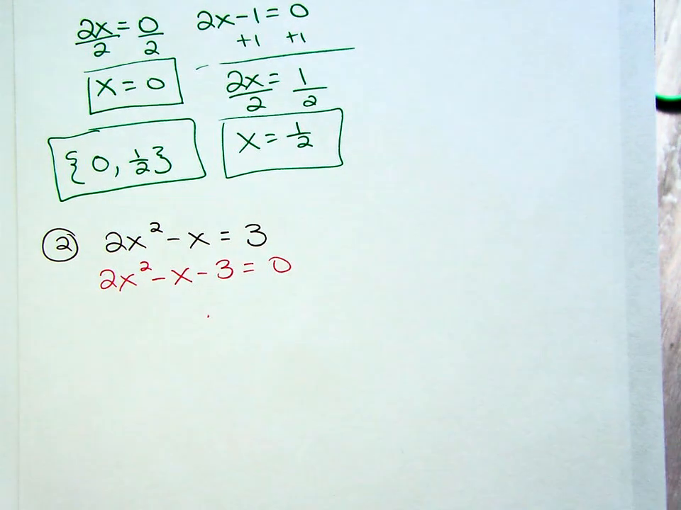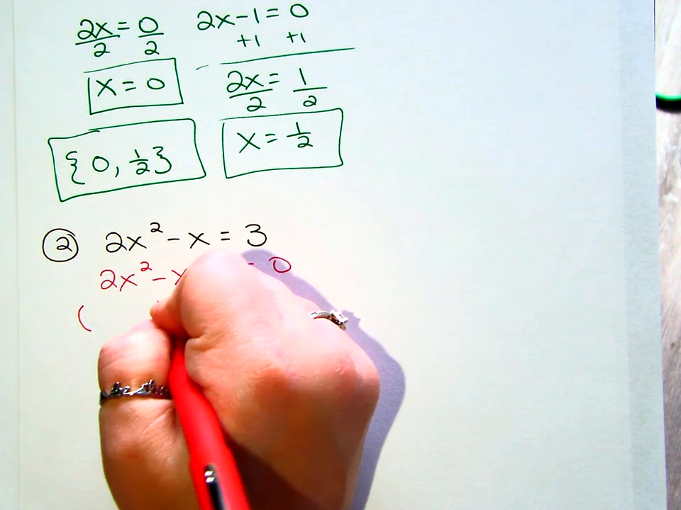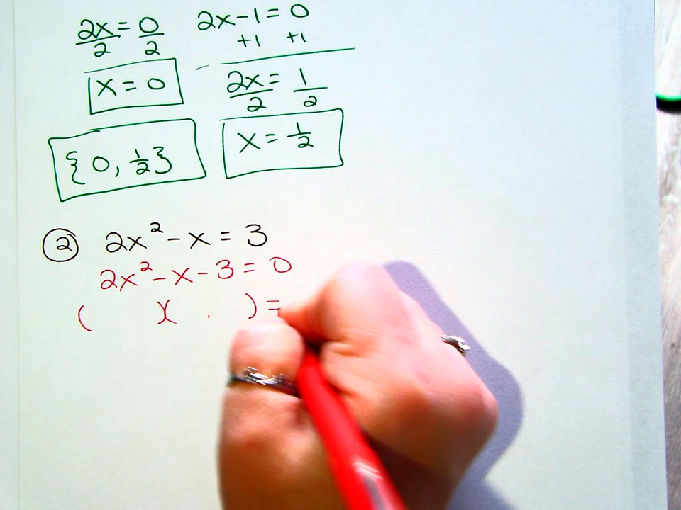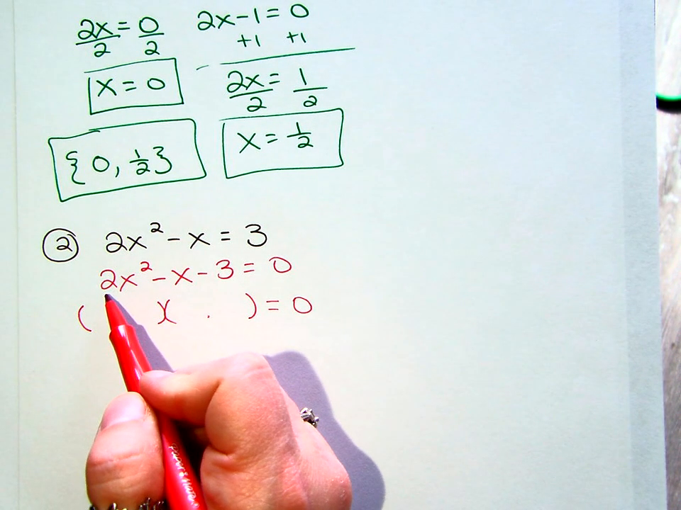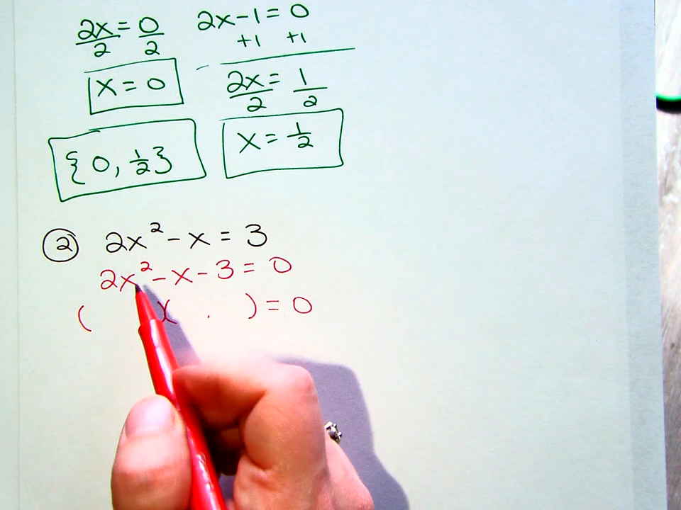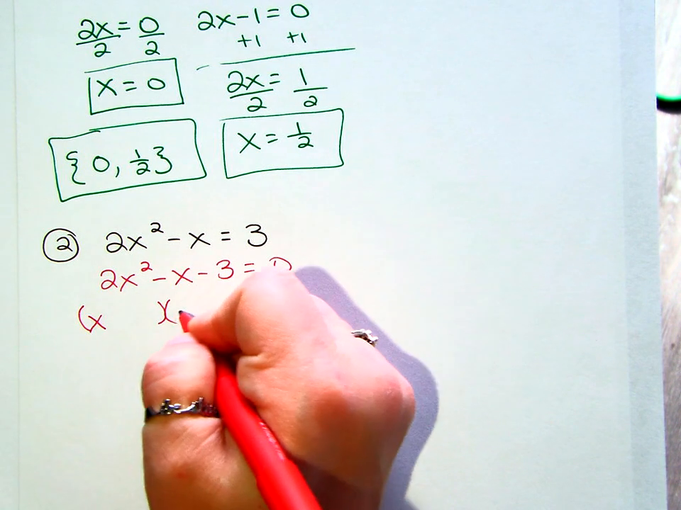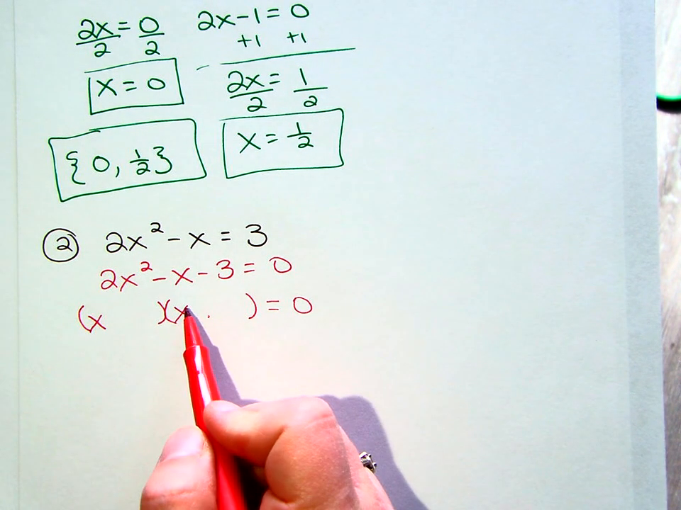Now that I have everything on the left, I can start factoring it. This is the one that we are going to look at in terms of factoring into a binomial. So when you are factoring quadratics, you're going to set up your binomials like this. And then regardless of what this coefficient is out front, I have an x squared here. So that tells me I'm going to have an x and an x in here, because when I do my first, I have to get an x squared.